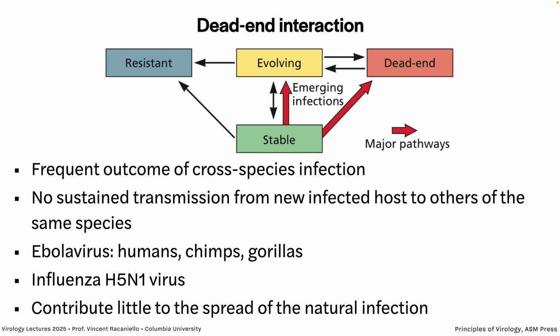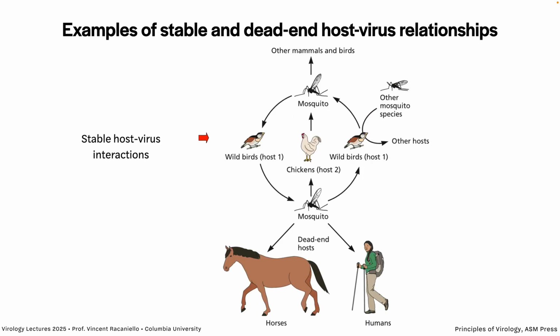So these dead-end infections don't contribute anything to natural infection. They don't establish a reservoir. It's a one-off thing, and then that's the end of it. So here's some examples of stable and dead-end host virus relationships. So here at the top is the stable relationship.